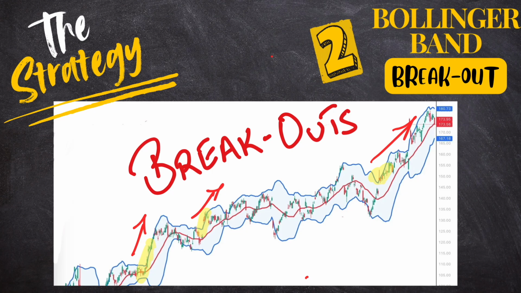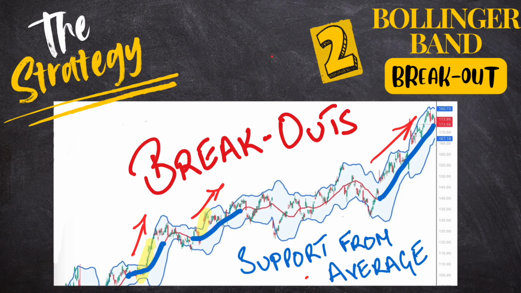This is considered to be an outlier event, which means it's of significance and the price may continue in that direction. During such phases, we use the center line, which is the average line, as a line of support instead of using the lower band.